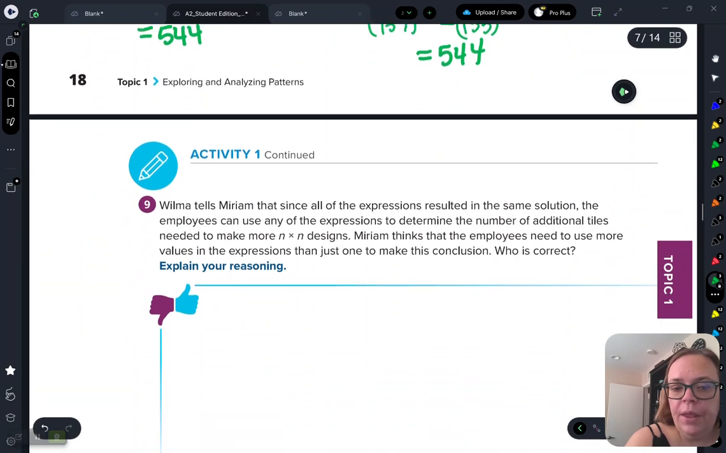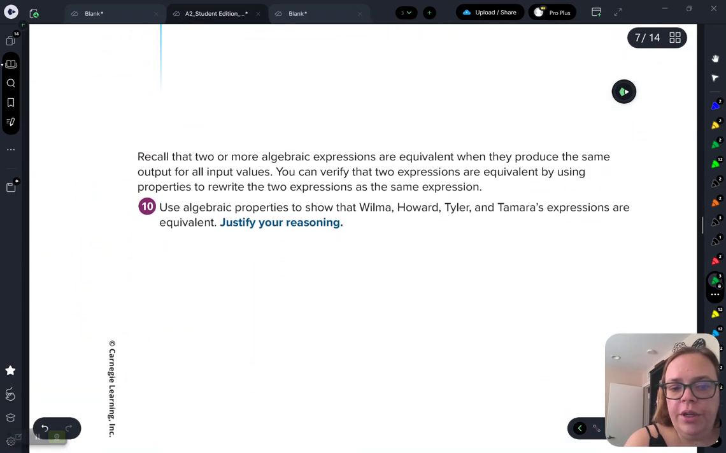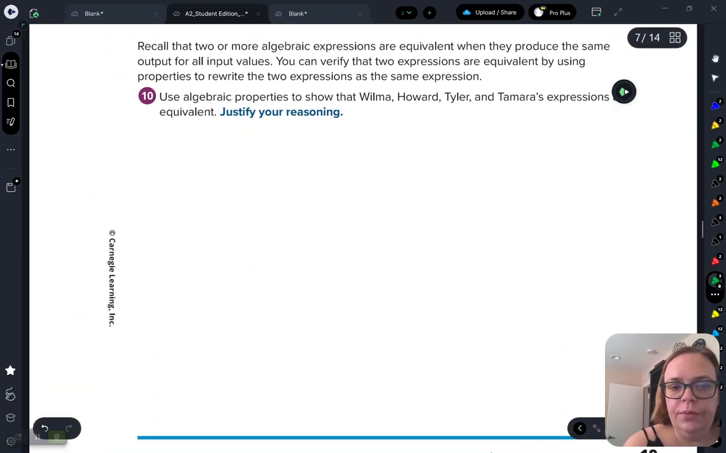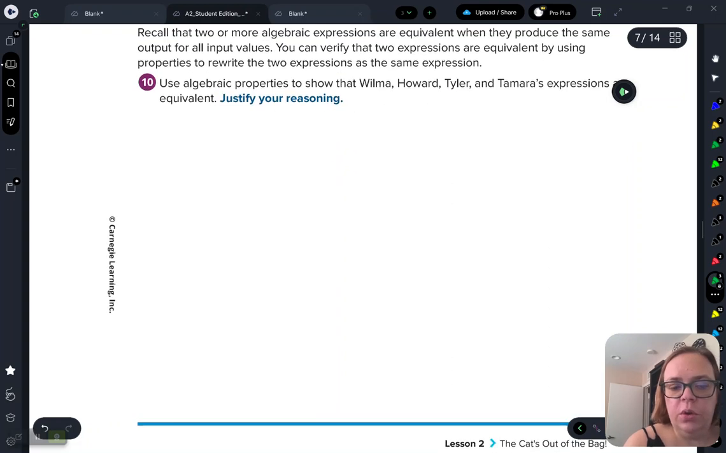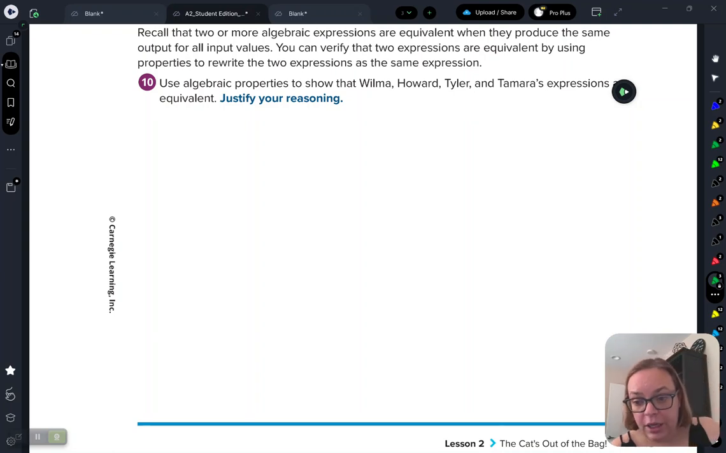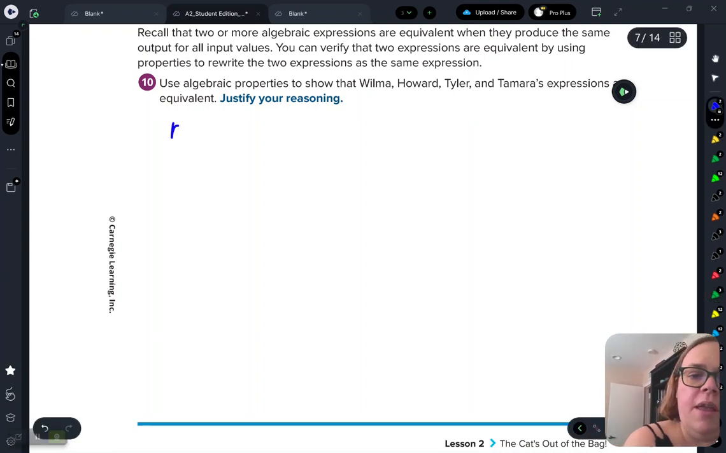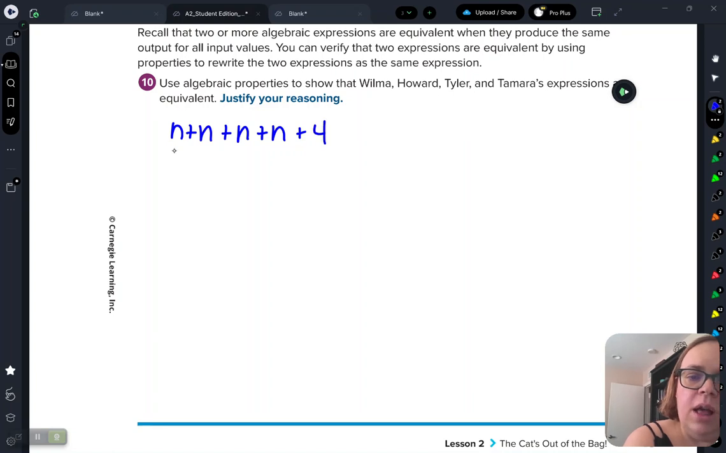Okay? All right, so there's a few more questions in activity 1. We're going to just do number 10. I'm going to show you those algebraic expressions are algebraically equivalent without plugging in a specific number. So we're going to look at the different algebraic expressions. So let's take, for example, n plus n plus n plus n plus 4. Well, combine like terms, that's 4n plus 4, which is the same as Wilma's.